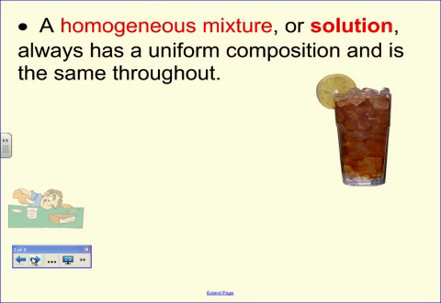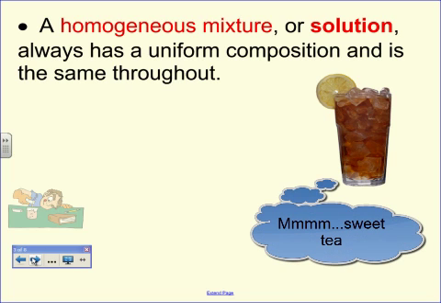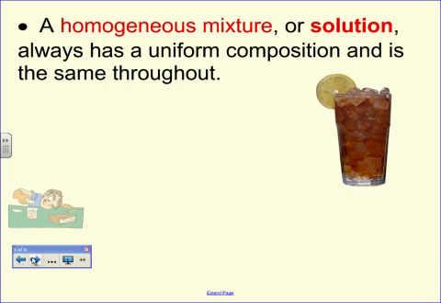If it is a mixture where everything is the same throughout, that is what we call a homogeneous mixture or a solution. It always has a uniform composition. It's always the same all the way throughout. And of course, my favorite example usually being something like sweet tea. If it's blended right, at least, everything is the same all the way throughout it. There's nothing different about it at any point.